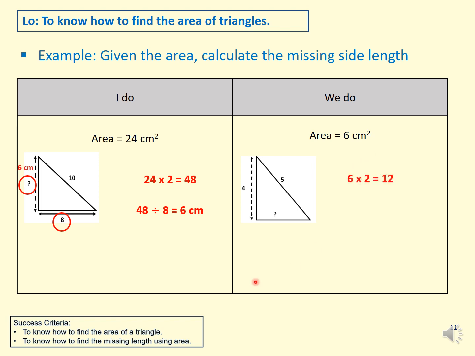So which means I have 4 times a number equal to 12. So I'm finding that missing number. To find that, I use 12 divide by 4, which is 3, which means that missing length in here was 3 centimeter. Very, very well done if you manage to do this one right.